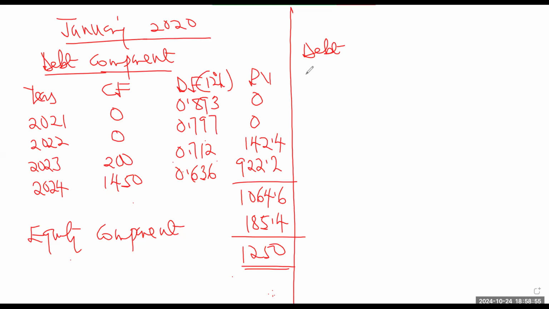Okay, so the equity component of any convertible instrument is the difference between the nominal value and the present value of the cash flows arising from this instrument. So 1250 was the nominal value of this instrument, and the present value was 1064.6. We just take it out from the 1250, and we have the 185.4. Okay.